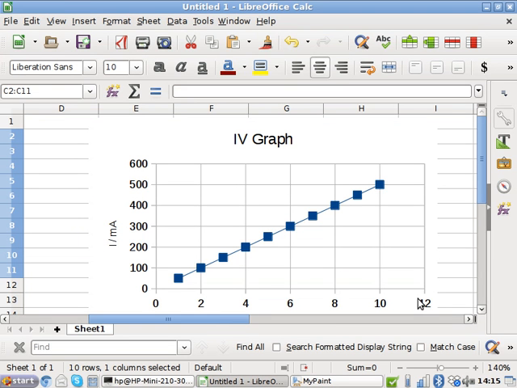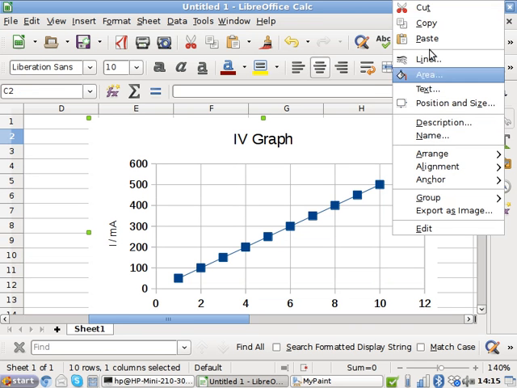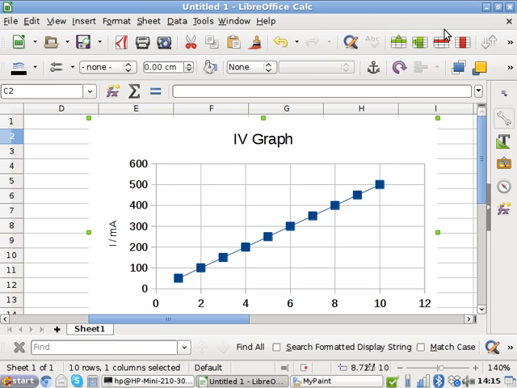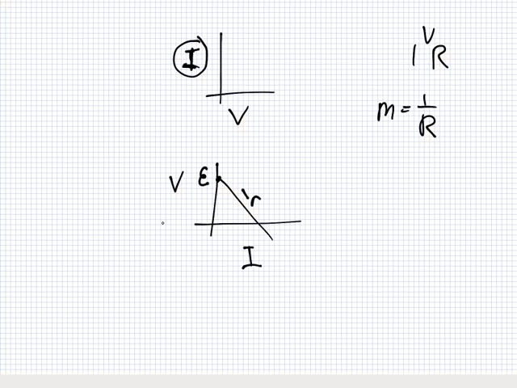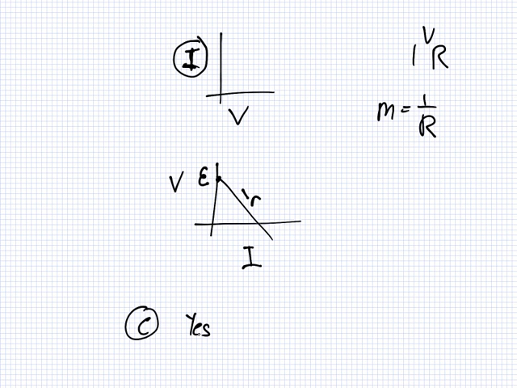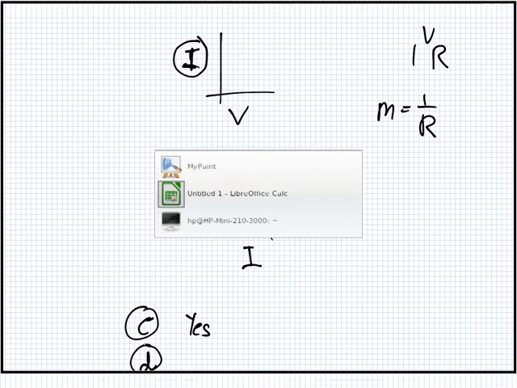Now part C. Is this material ohmic? Yes, it is ohmic because it's a straight line. So the answer for part C is a yes. Okay. Part D: extend this table to include the resistance.